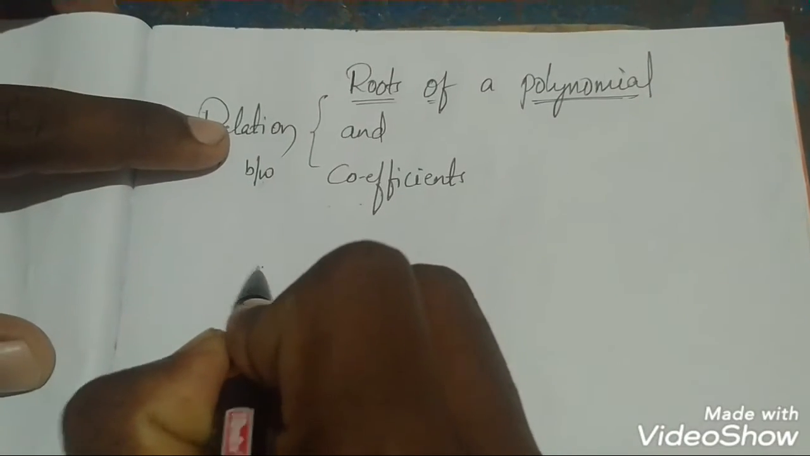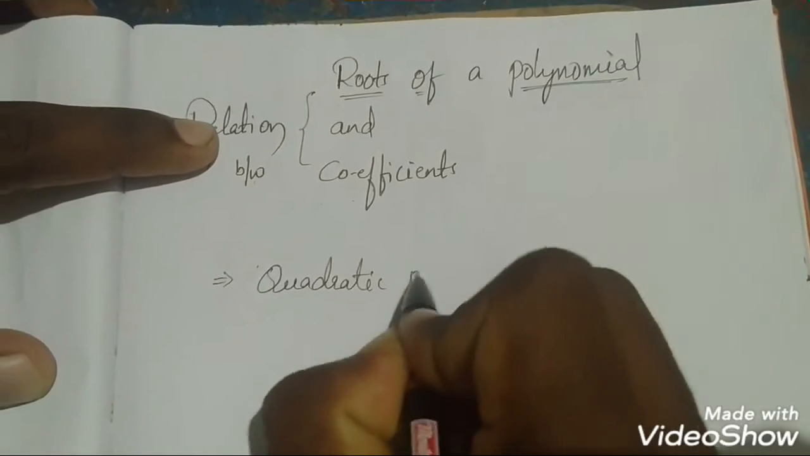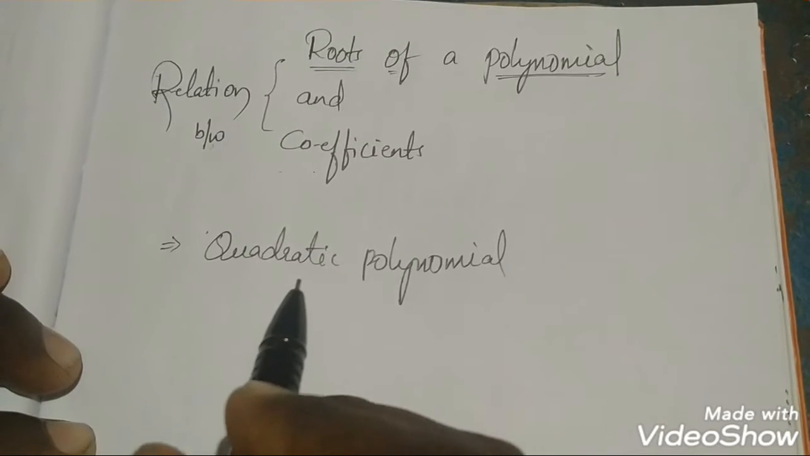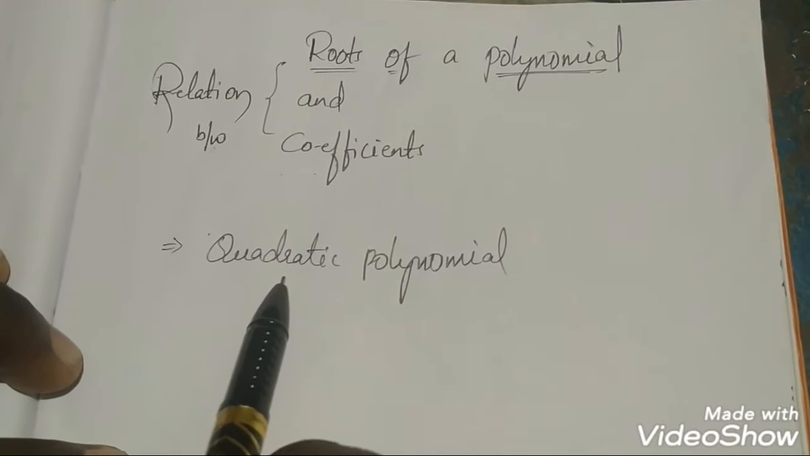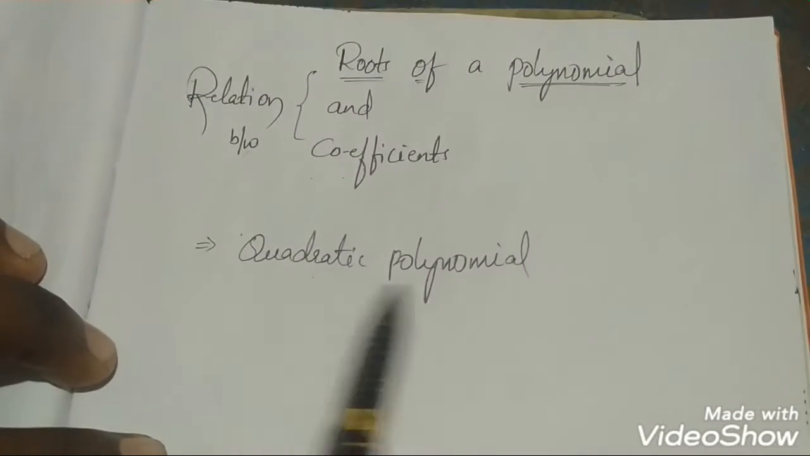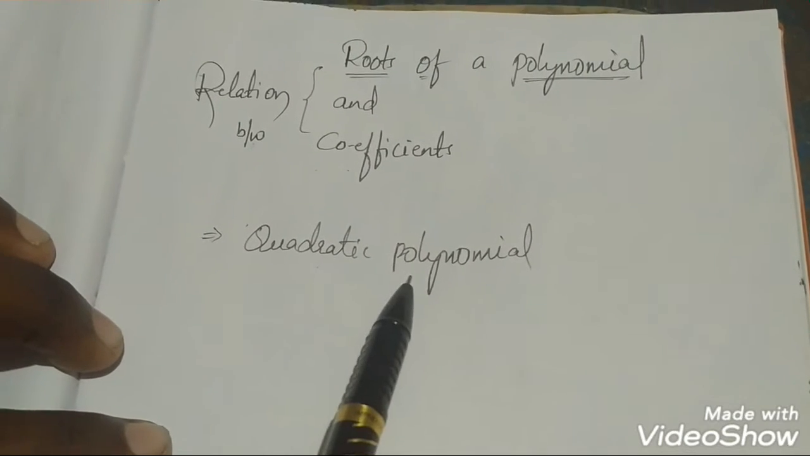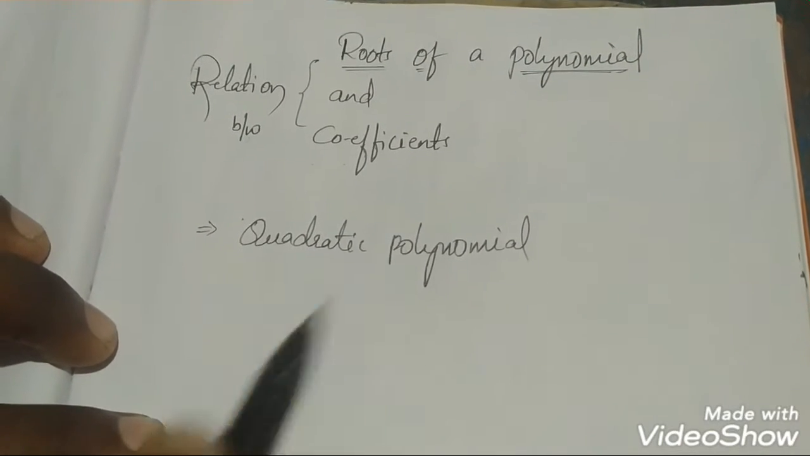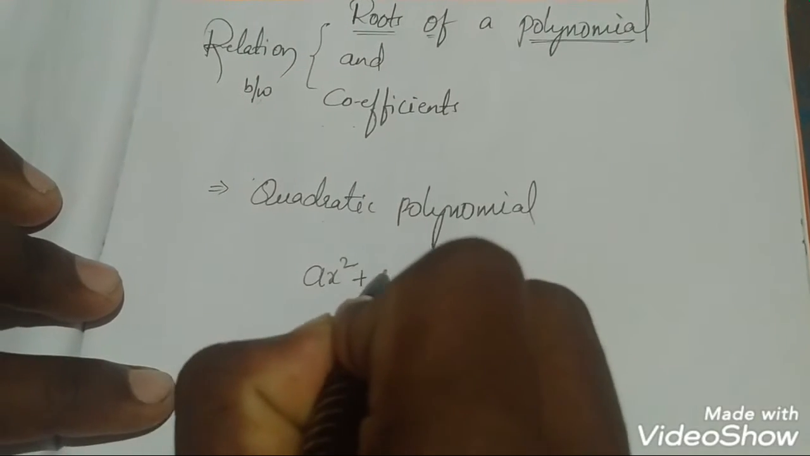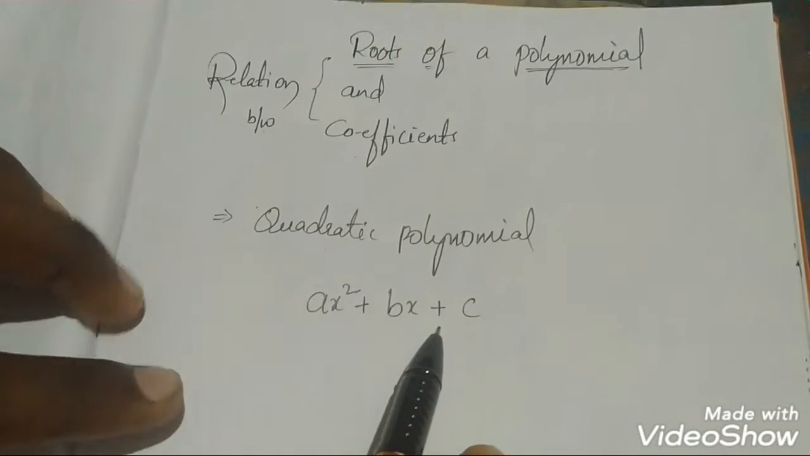Let us take the example of a quadratic polynomial. We are going to check the relationship between roots and coefficients of a quadratic polynomial. What is a quadratic polynomial? We have already discussed it in the last class. A quadratic polynomial is one whose degree must be 2. I am writing the general form of a quadratic polynomial: ax square plus bx plus c. This is the general form of a quadratic polynomial.